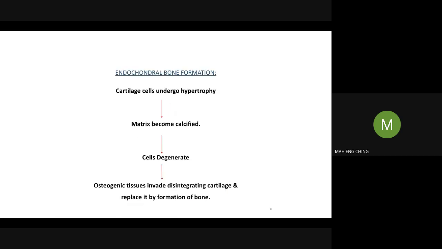Endochondral bone formation is a bit different from intramembranous. It usually involves cartilage. The cartilage cells undergo hypertrophy, then the matrix becomes calcified, and the cartilage degenerates and disappears. Then the osteogenic cells, like osteoblasts, come in, invade the degenerating cartilage and replace it with the formation of bone. So cartilage comes first, then becomes bone later, and then the cartilage disappears.